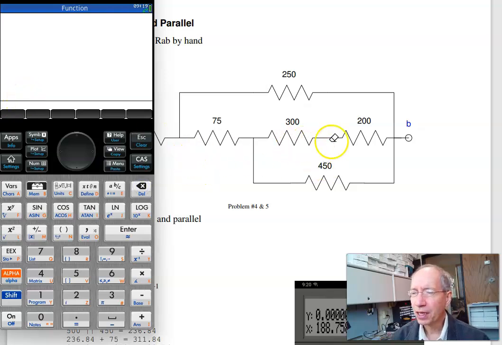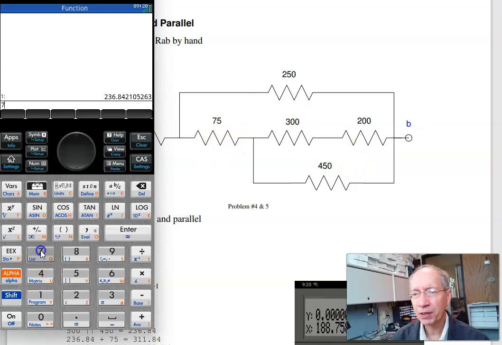To use it, I want to find out which of these are in series and parallel. So these two are in series. 200, enter, 300, add. That's 500 ohms. That's in parallel with 450. In parallel, the inverses add. So take the inverse, take 450, find its inverse, add the inverses, invert again. All this together is 236 ohms.